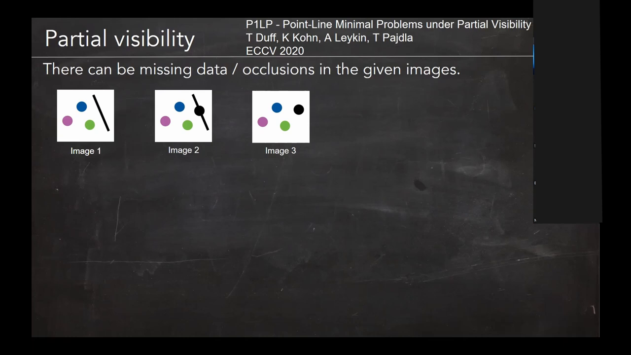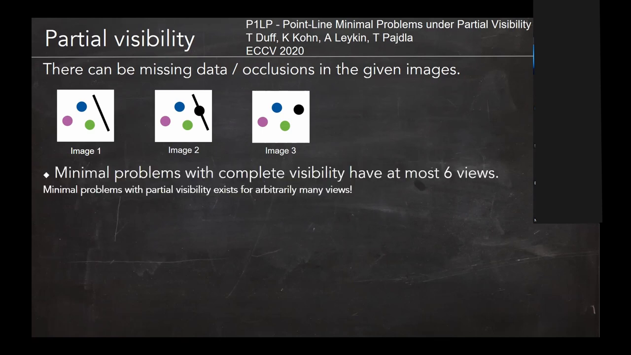So this is a much more complicated situation because we have partial observations and many, many more combinations and possibilities of what to do. But this is an example: three images, we have 4 points. This guy missed the point and this guy missed the line. So we have all these possible configurations.